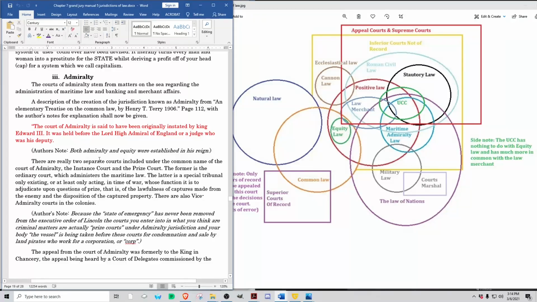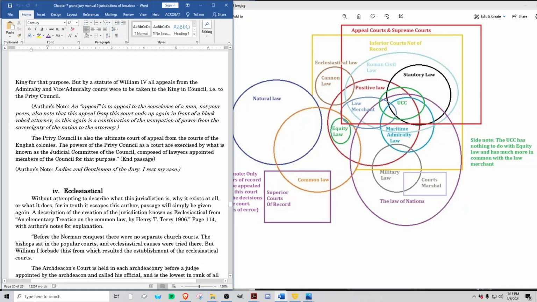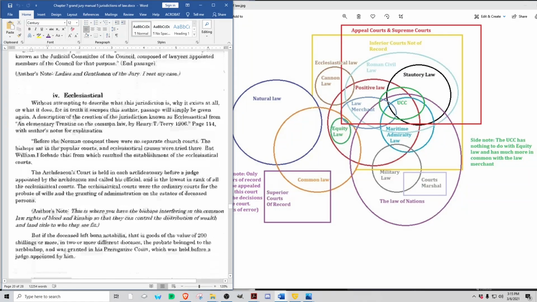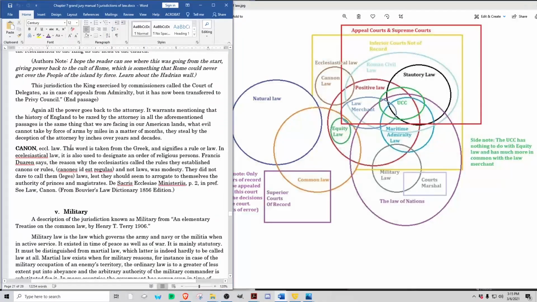Admiralty, I think I read most of this, but let me check here. Yeah, it gets back into what we read from Admiralty, which I already read from the treatise. And Ecclesiastical should have been the same thing. Yep, so Ecclesiastical gets into the same thing that we already read. So I'll get down to canon here. Okay, so again, all the power goes back to the attorney. That's all the other things.